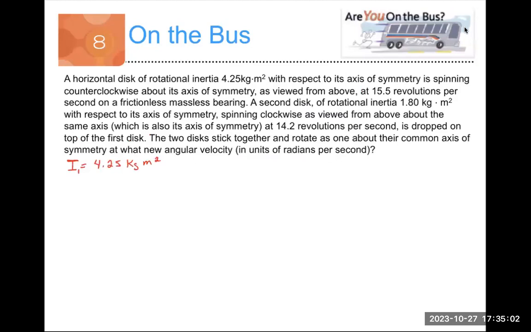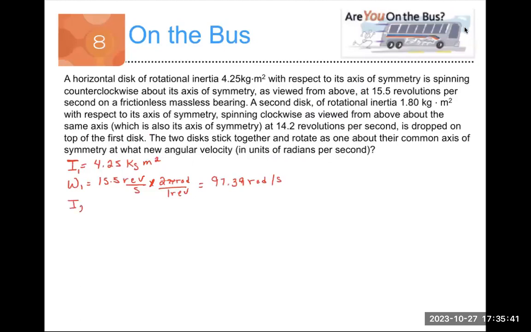So first we have that. So our omega 1 is going to be 15.5 revolutions per second. So we want to go ahead and convert that to radians. So 2 pi radians in 1 revolution. And that's going to give us 97.39 radians per second. And then we have a second disk.